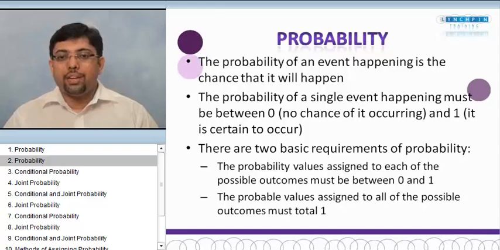The probability of a single event happening must be between 0 and 1. 0 in the case when it is not going to happen and 1 in the case when it is going to happen 100% of the time.